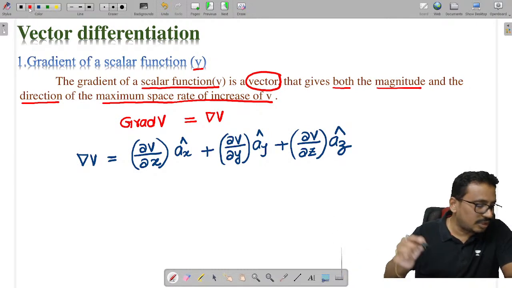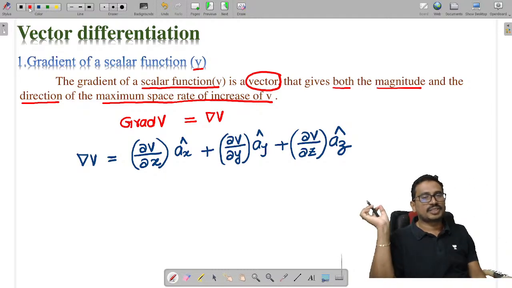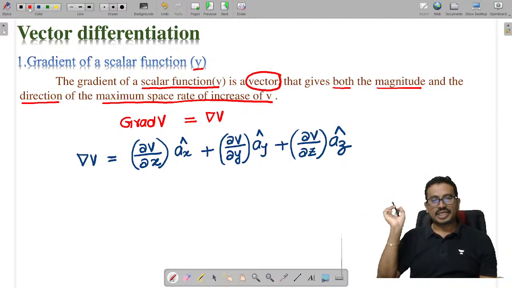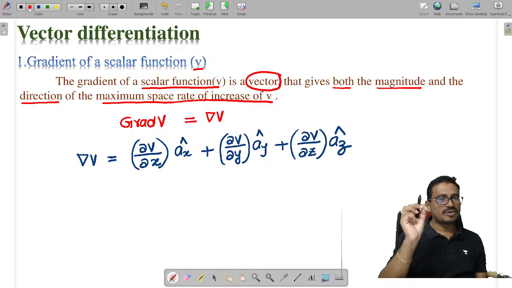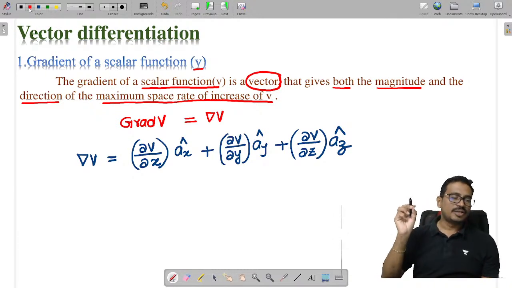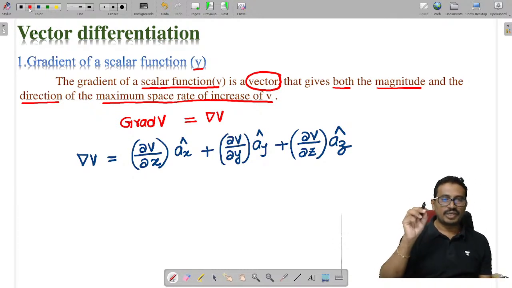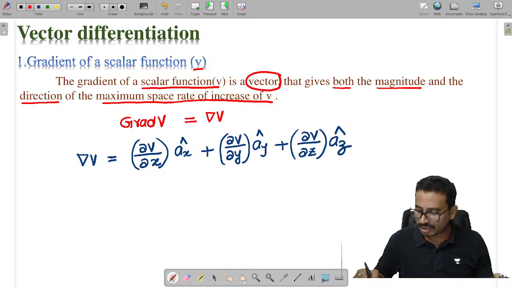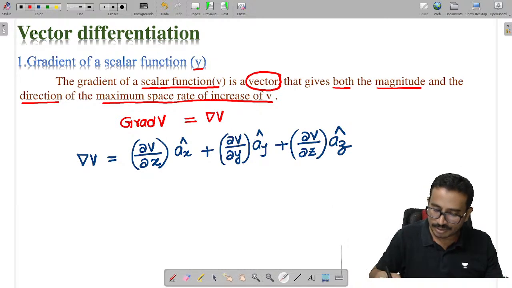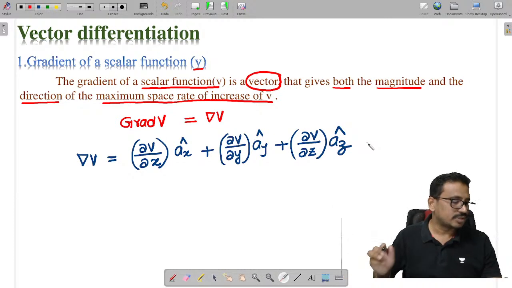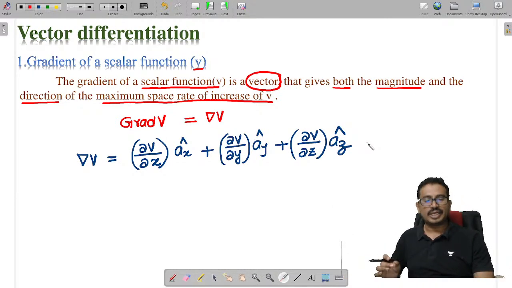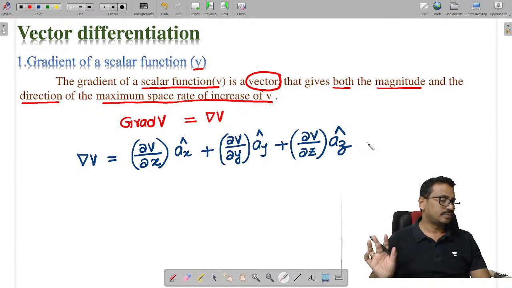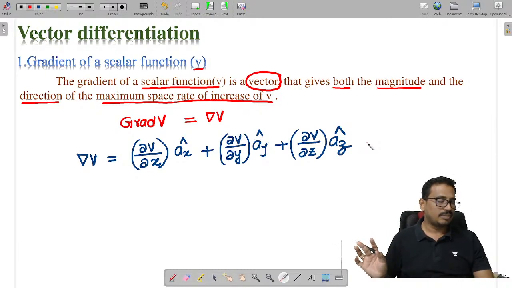This is called a gradient operation. The gradient of a scalar is a vector quantity. It gives the variation of V with respect to space parameters. What are space parameters? x, y, z are the space parameters. It will give us a variation with respect to x, y, z. Is it fine? All of you tell me.